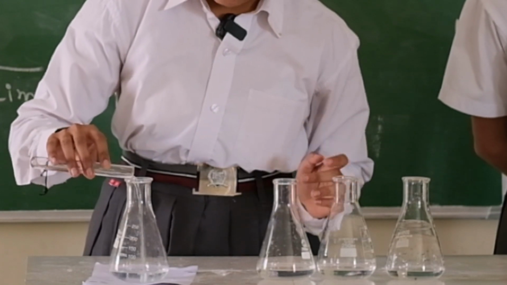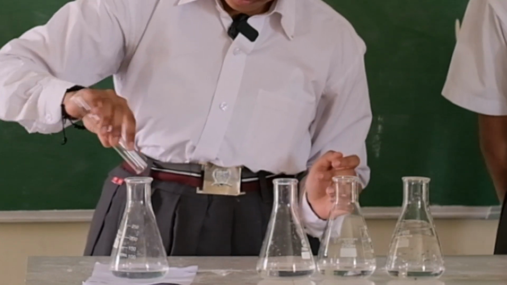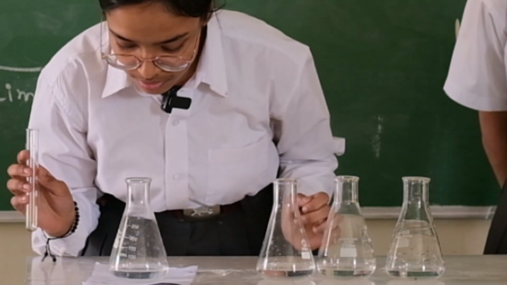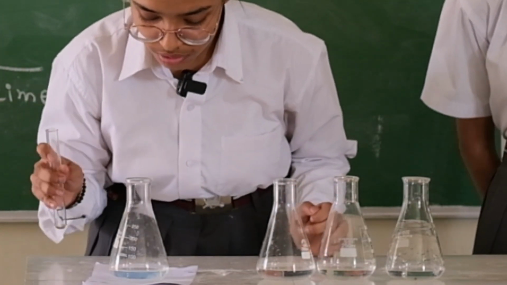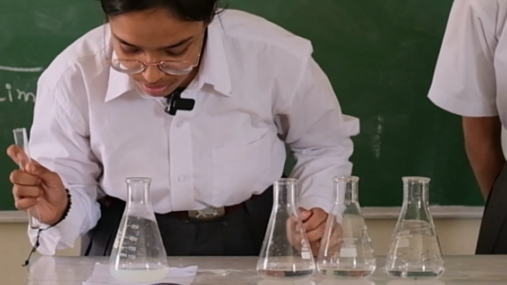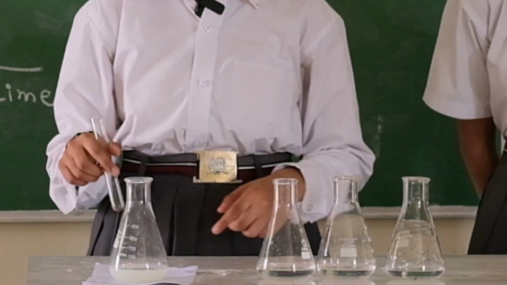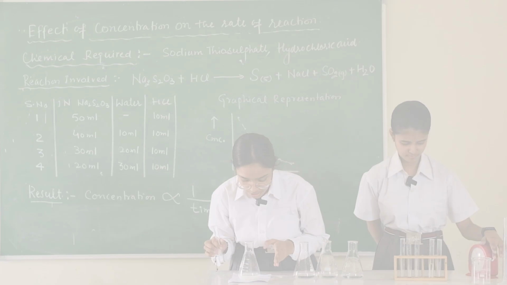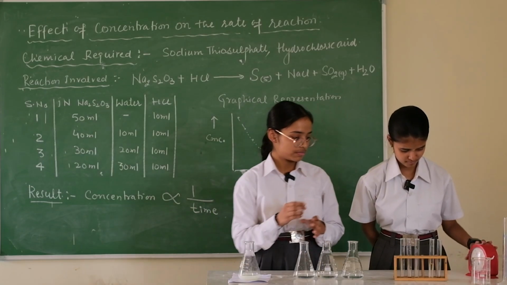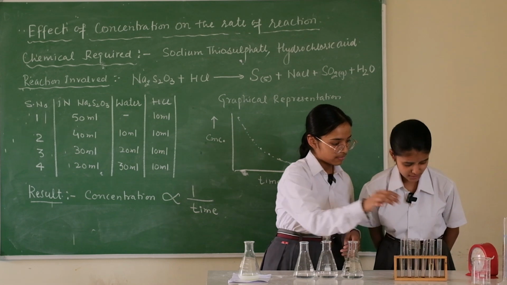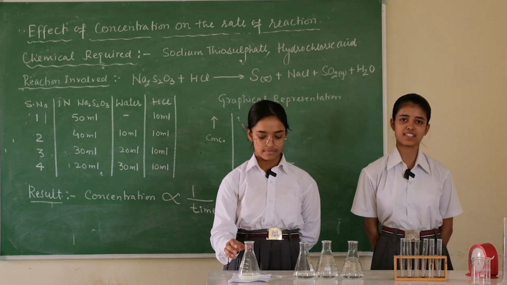So when we add HCl in it, it is taking time to take reaction. So now the solution is becoming blurred and the cross mark is invisible and the reaction is completed. So the time noted to complete this reaction is 15 seconds.